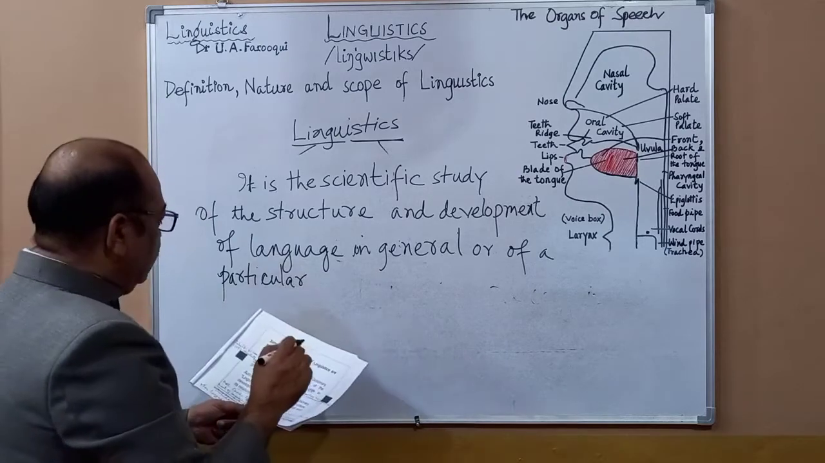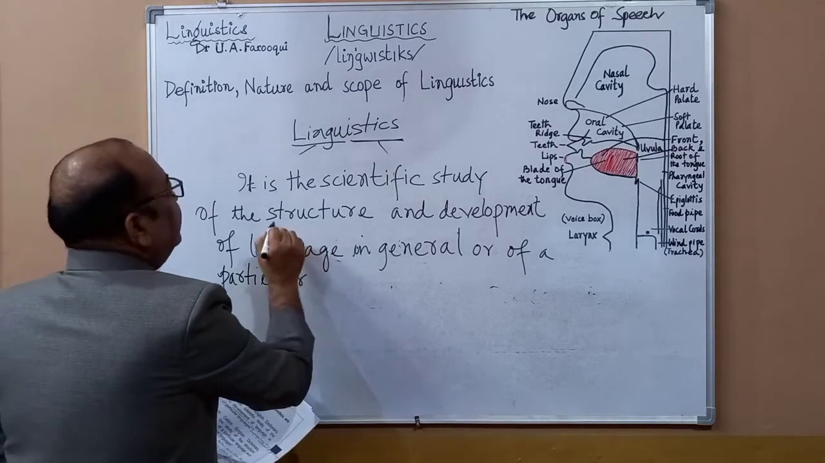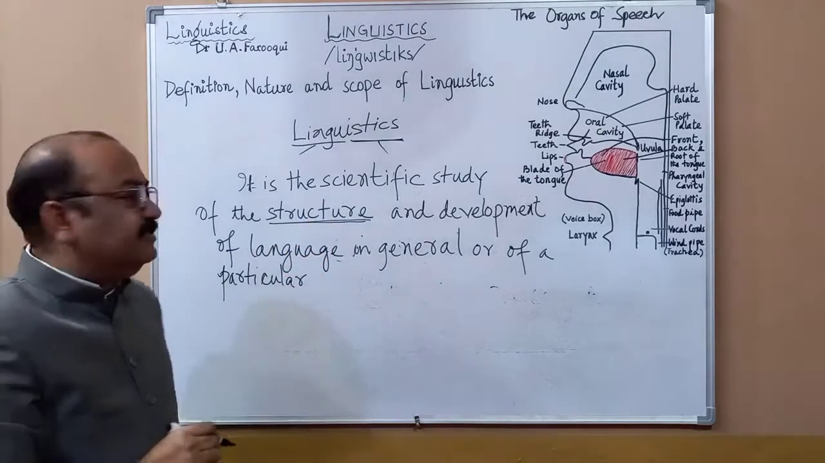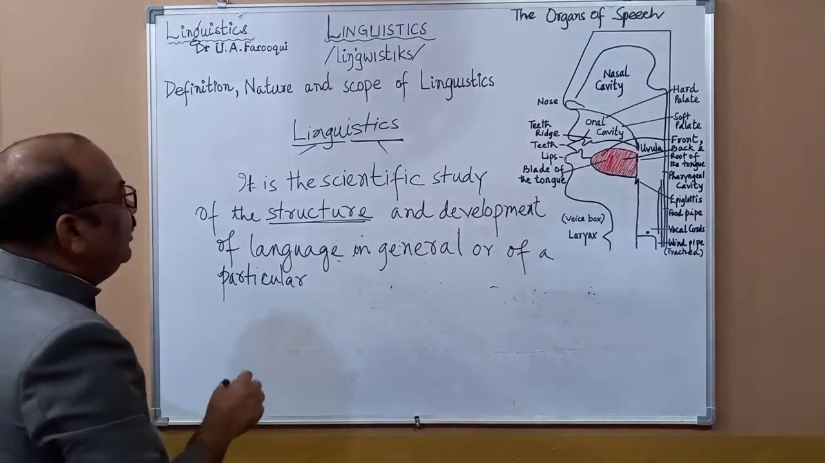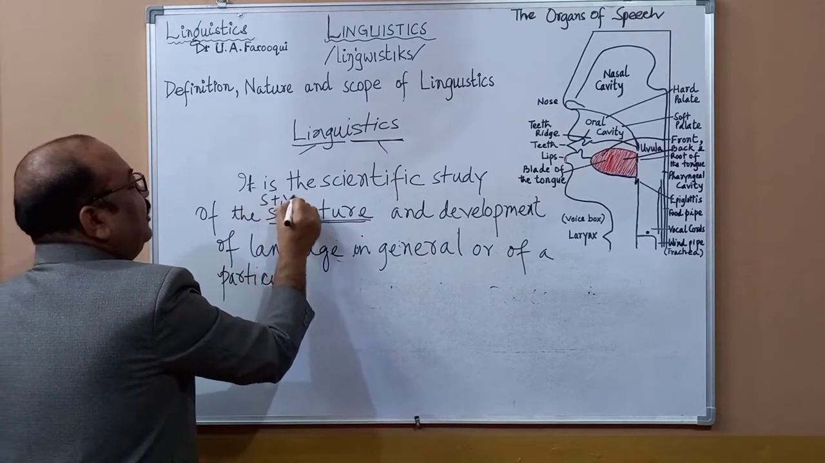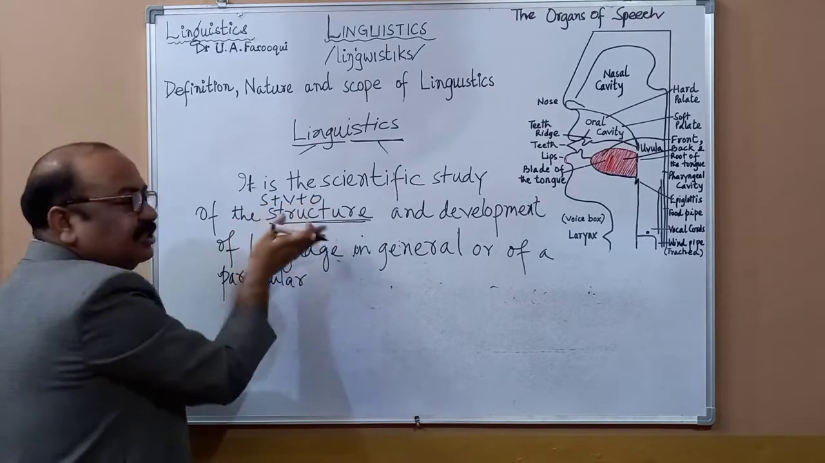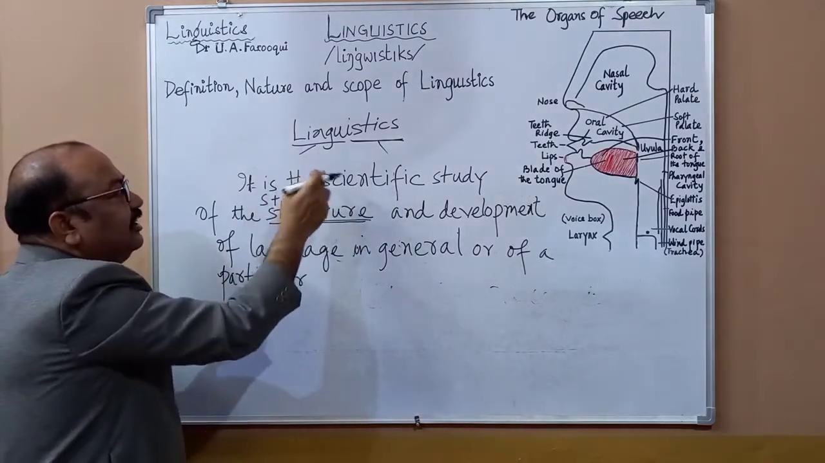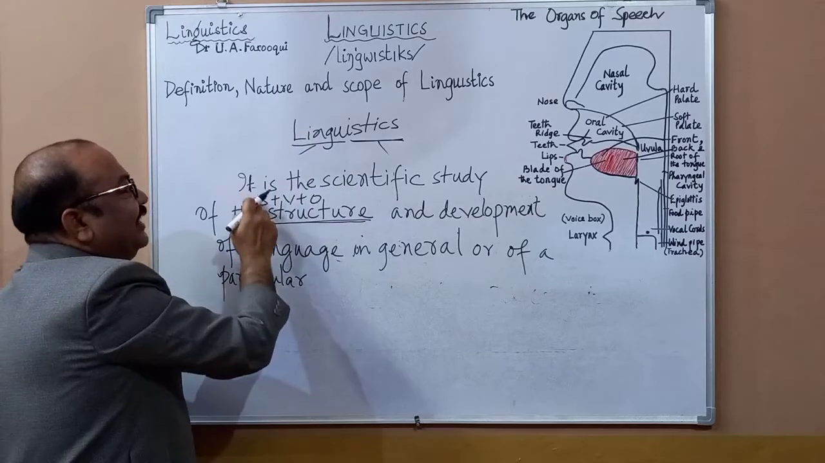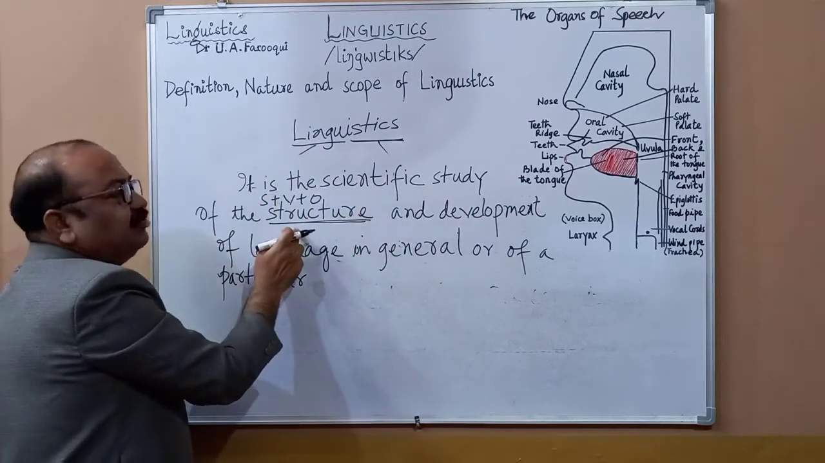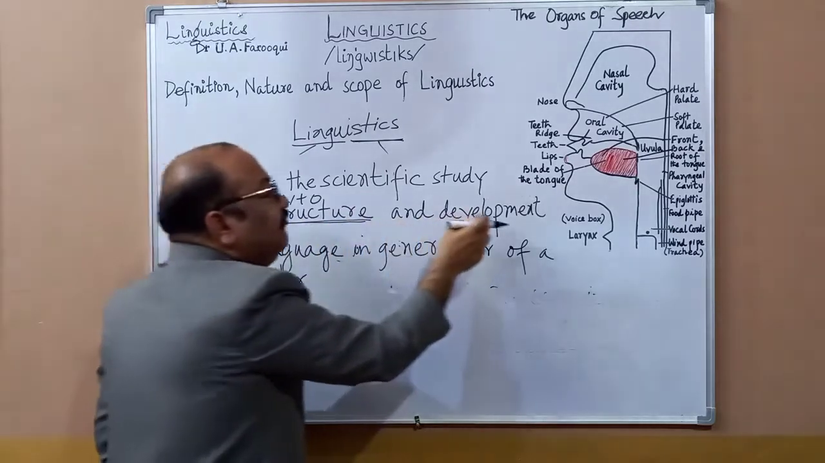So note down the word here, structure. For example, if you are talking about the structure of English sentences, what structure do we have there? It is a scientific study of the structure. S plus V plus O. This is the structure that we follow in the English language. So what does linguistics do? It makes a scientific study of the structure and development.